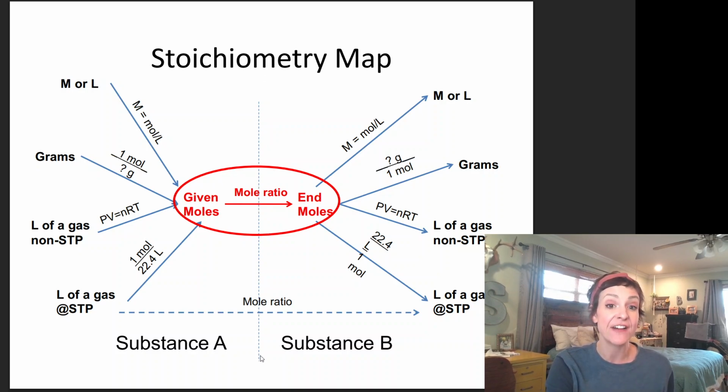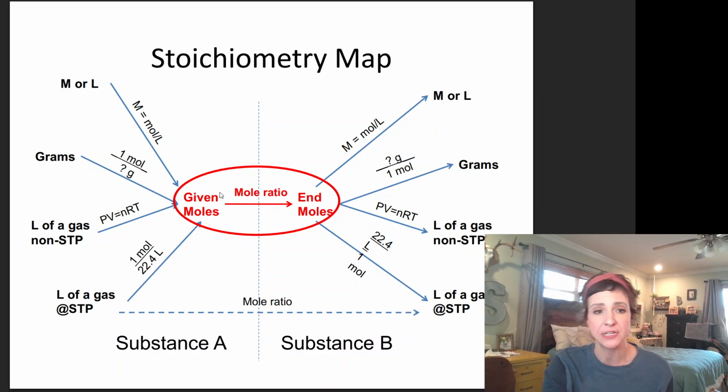What we have here is a divided line dividing the left side of the map from the right side. Everything on the left side is labeled substance A. You can substitute in any chemical formula for A. This is the starting substance that I've given you information about inside of a chemical equation. Over here on the other side is substance B, any chemical or formula representing what you are trying to convert to, okay?